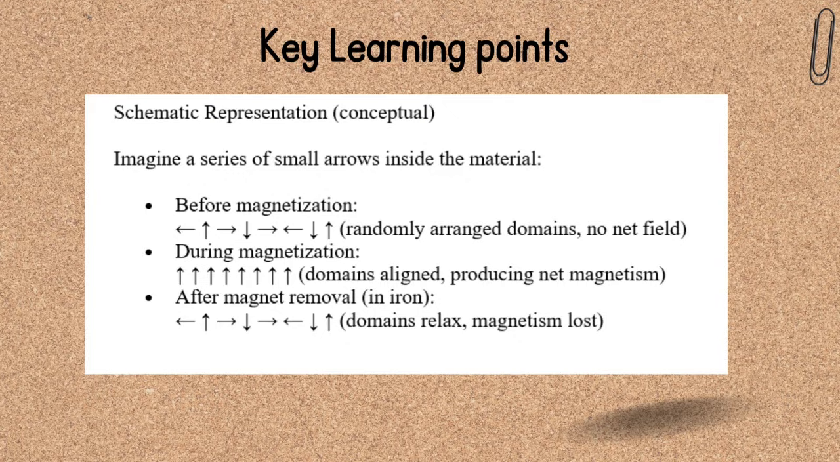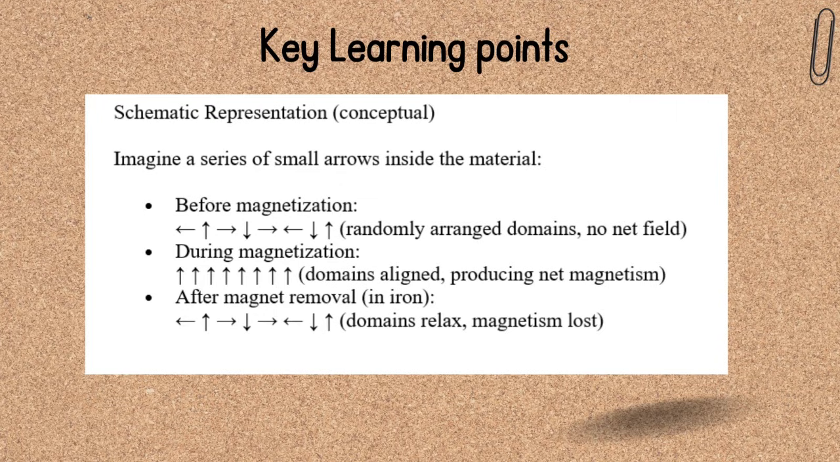Nickel is used in magnetic alloys and coatings, and cobalt retains magnetism and is often found in permanent magnets. Non-magnetic materials such as copper or aluminium cannot be magnetized by induction because they lack the necessary domains.